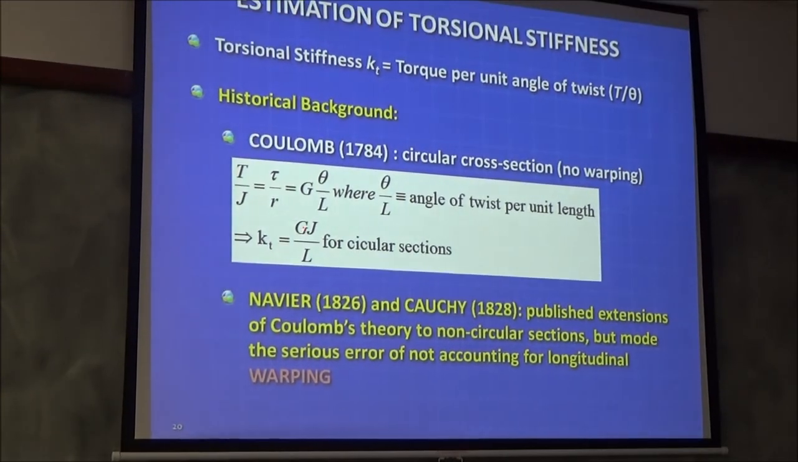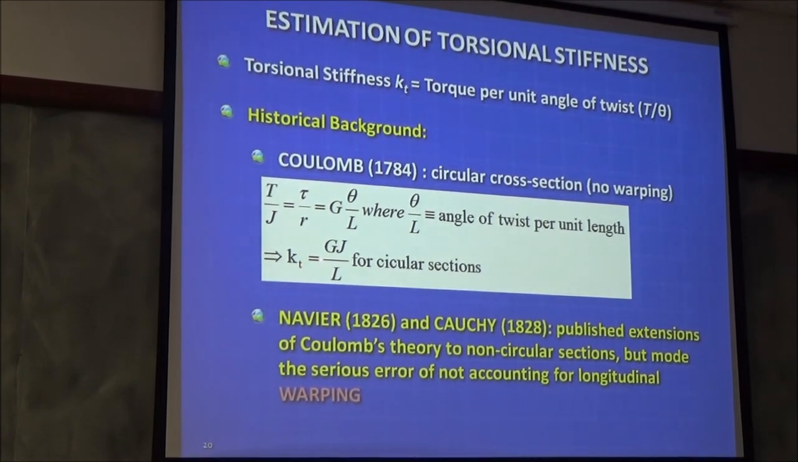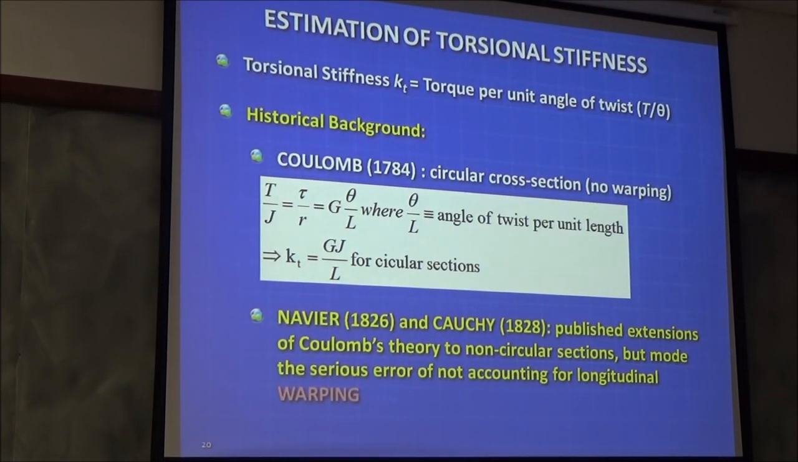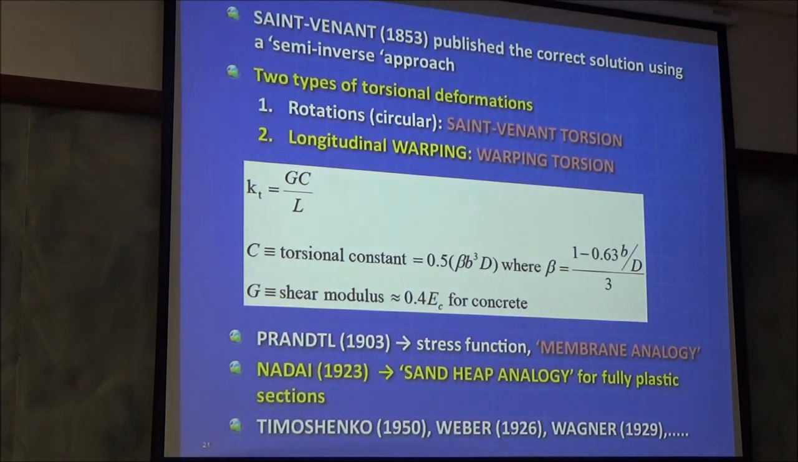Okay, so in this theory, we just remember torsion stiffness for a circular section is GJ by L. And you have to take care of warping. And so you have two types of torsion. You have Saint Venant torsion and warping torsion. And there's a mathematical theory behind this. Remember that the torsion constant can be taken as this factor for a rectangular section. And this is the formula. The stiffness is GC by L.